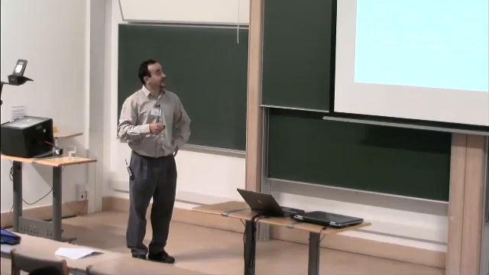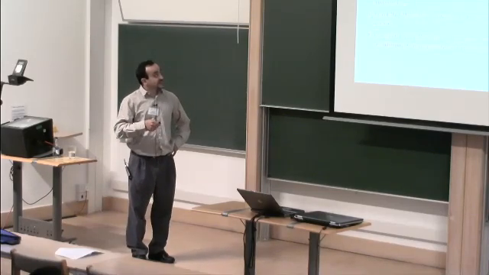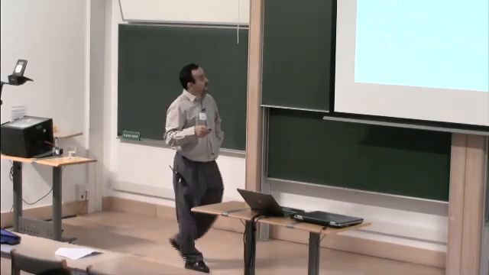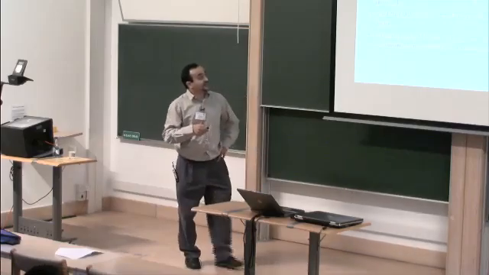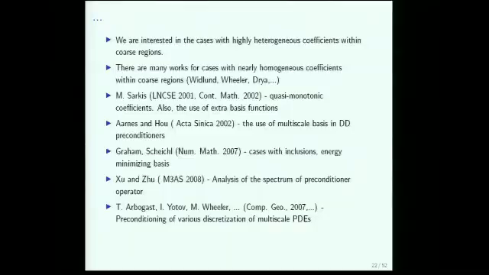There has been some work by Arnes, but there's a work by Graham and Scheichl actually, which really motivated us to look into this. There are cases where, within each coarse block, the heterogeneities are just inclusions, and you can use just one basis function, like I showed, to come up with an optimal preconditioner. When I say optimal preconditioner, I mean the condition number is independent of the contrast in the jump.